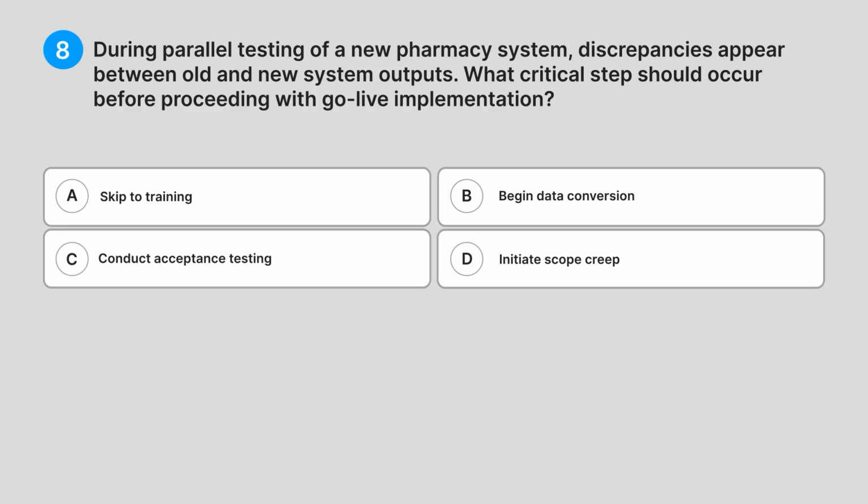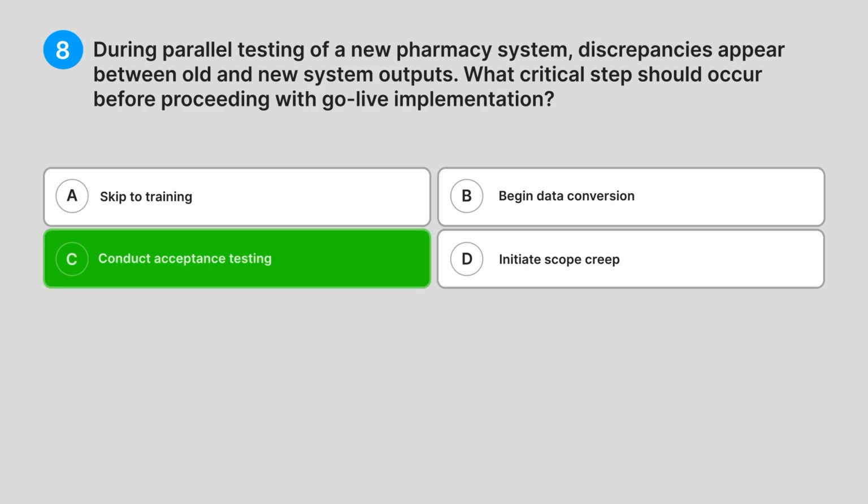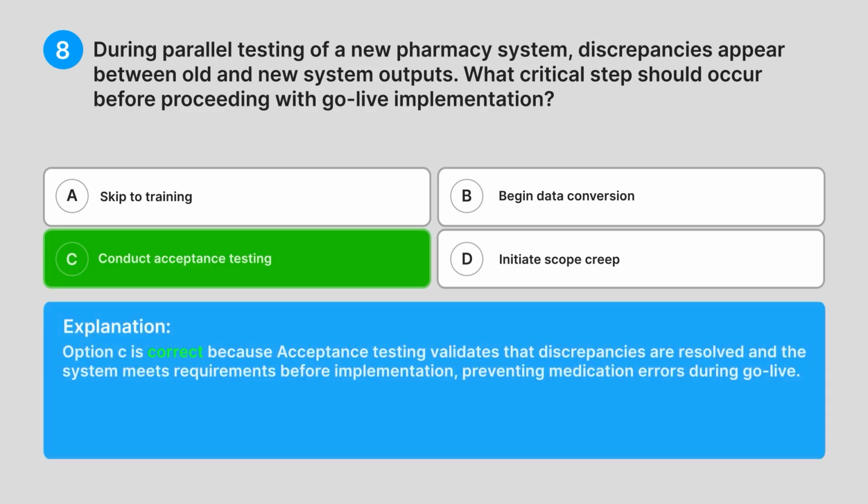Correct answer, C. Conduct acceptance testing. Explanation. Option C is correct because acceptance testing validates that discrepancies are resolved and the system meets requirements before implementation, preventing medication errors during go-live.